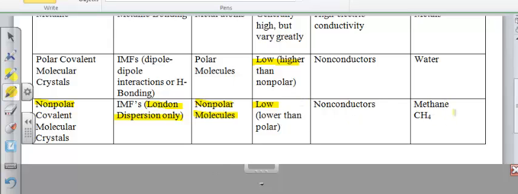They're also non-conductors, and like I said, you have methane over here, which is a gas that we're pretty familiar with. Another example of a nonpolar covalent molecular crystal is carbon dioxide. I know that carbon dioxide and methane are gases at room temperature, but this would be if we could lower the temperature enough to get to a solid. When we talk about these different types of solids, that's when we can classify and categorize them that way. So that's where it comes from.